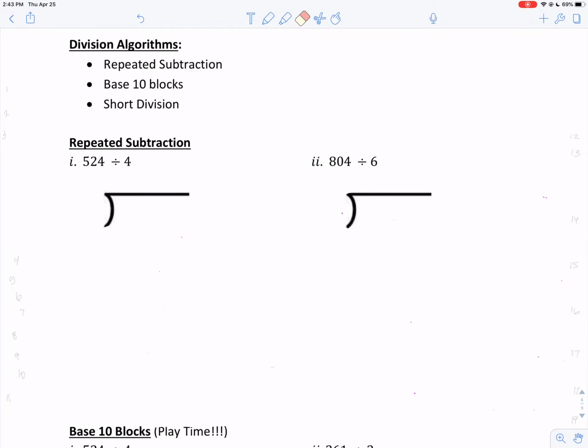In this video, we will be doing a division algorithm called repeated subtraction. The first thing we need to do is put our numbers where they go. So 524 would go under the house. That's called the dividend. And then the divisor, the one number outside the house, is a 4.